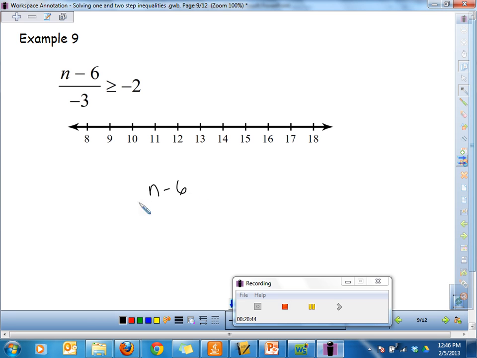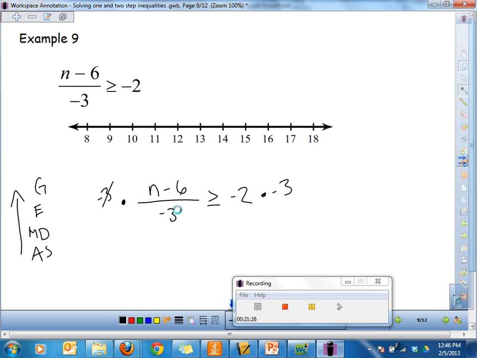n minus 6 over negative 3 is greater than or equal to negative 2. Okay, now this is interesting because we have this huge fraction over here. And we've talked about this kind of problem before because in general you want to use reverse GEMDAS to solve for a variable. But this is the one exception. When you have an entire expression like n minus 6 over a fraction, you have to get rid of this first. So how do I undo divide by negative 3? I'm going to multiply by negative 3.